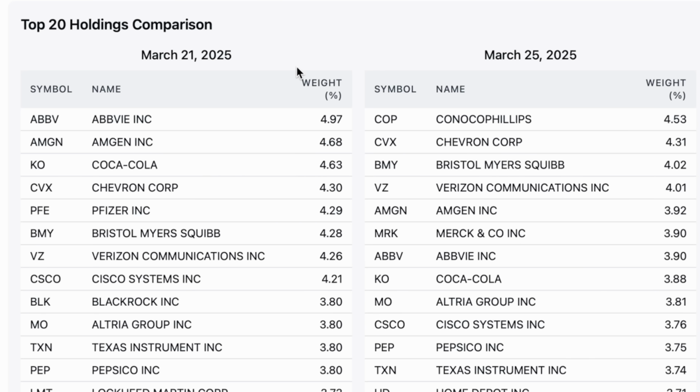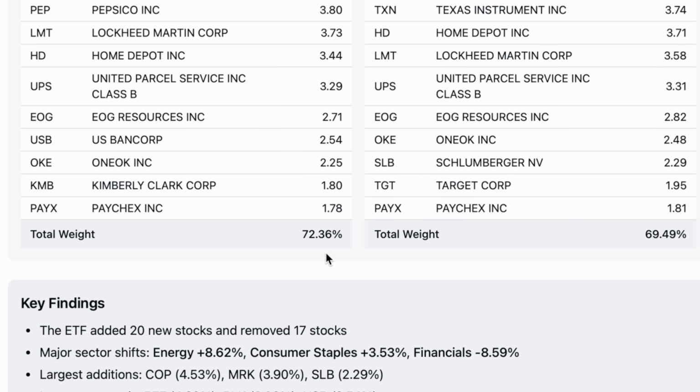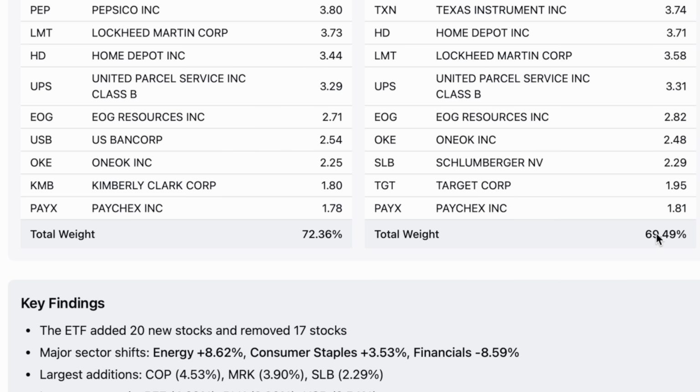Now, previously, and as of last Friday, March 21st, you can see that the top 20 holdings had a total weight of about 72%, and now the top 20 holdings are just under 70%. Now, is that meaningful? Probably not. Those things are going to fluctuate as the prices fluctuate throughout the year, so I don't really know that that makes a lot of difference.